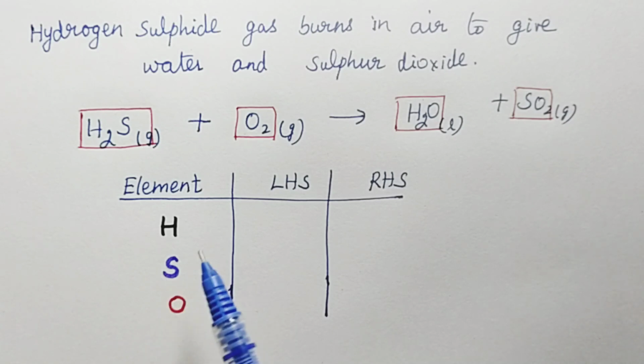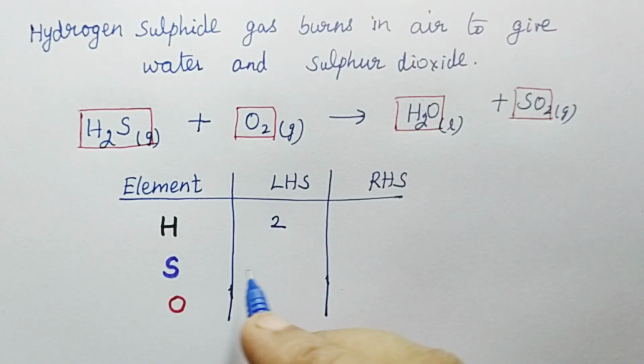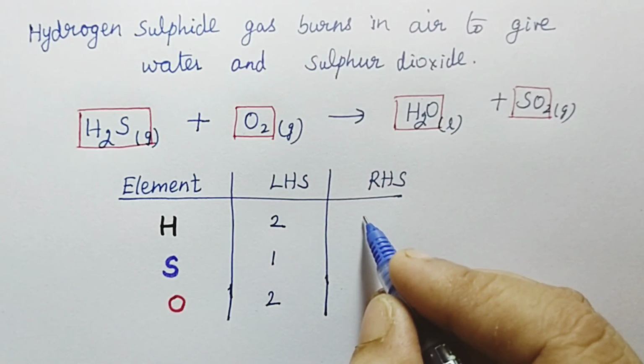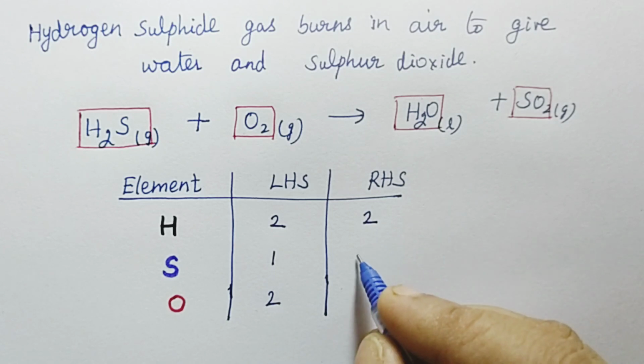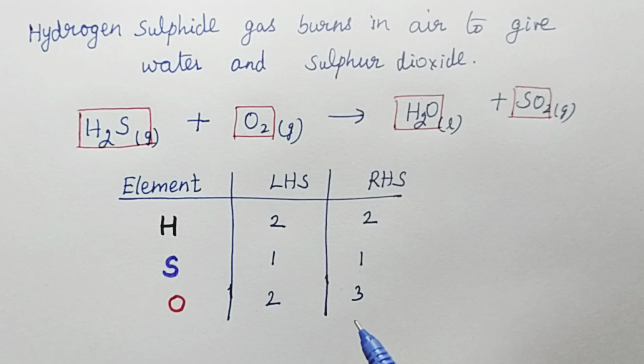Now let us balance. So we have written element, hydrogen, sulfur, oxygen. So in LHS, how many hydrogens are there? 2. Sulfur, only 1. Oxygen, 2. In RHS, how many hydrogens are there? 2. Sulfur, 1. Oxygen, 1 plus 2, totally 3. So now we want to balance by hit and trial method. So we can try first that larger number. So here 3 is a larger number. So we will select the oxygen.